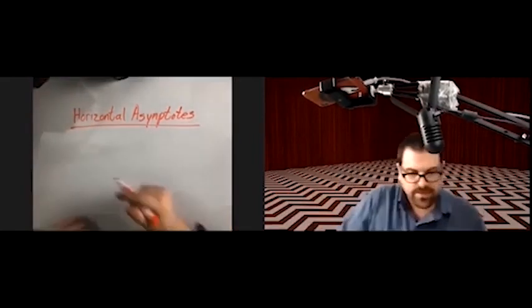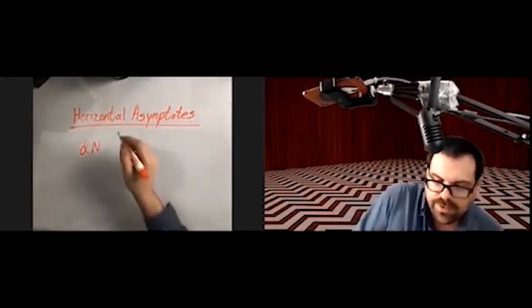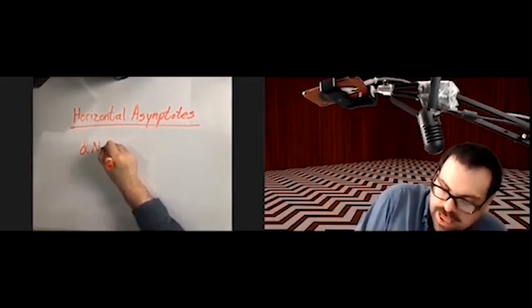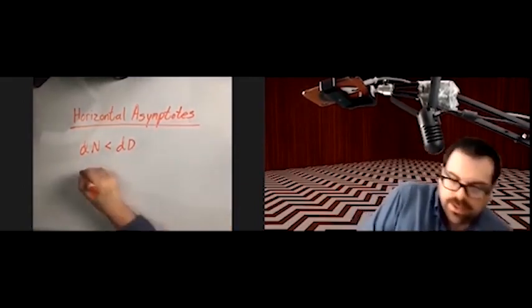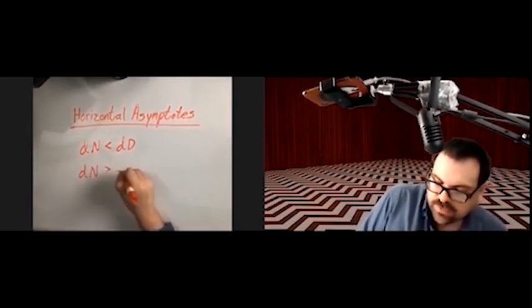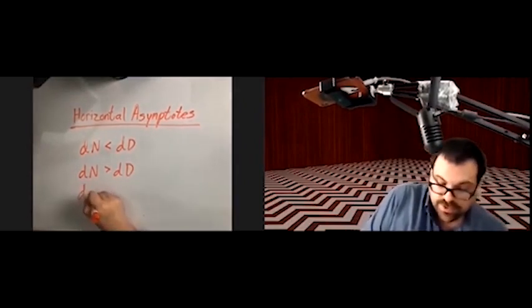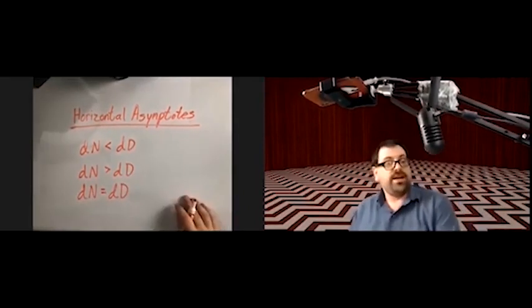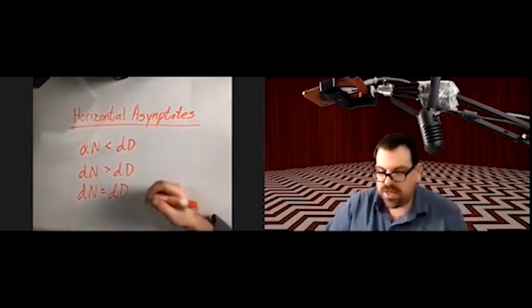The 3 cases then would be that the degree of the numerator is less than the degree of the denominator, or the degree of the numerator is greater than the degree of the denominator. And guess what? Maybe they're both the same. The degree of the numerator equals the degree of the denominator. Degree of the numerator less than the degree of the denominator.